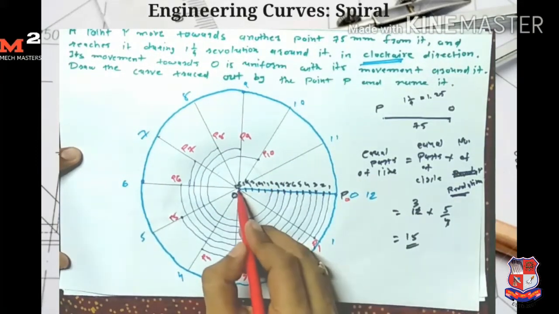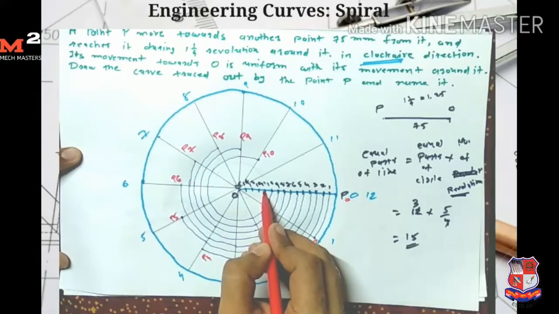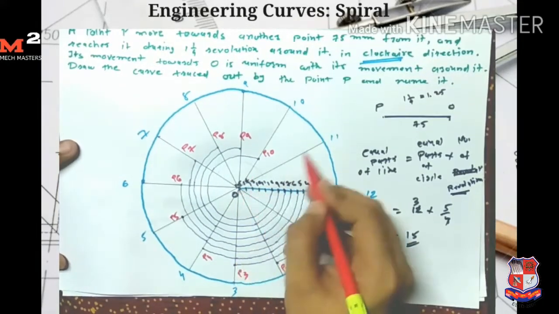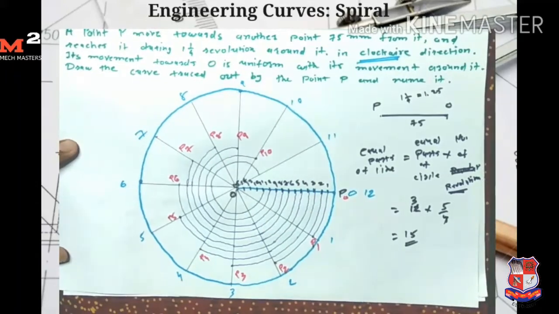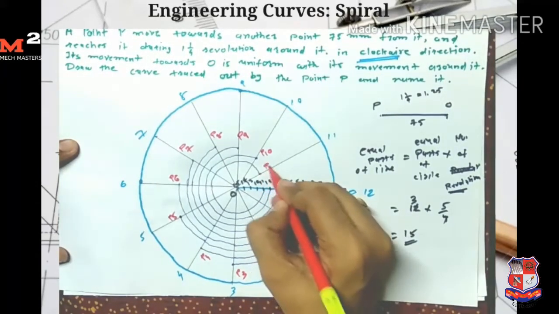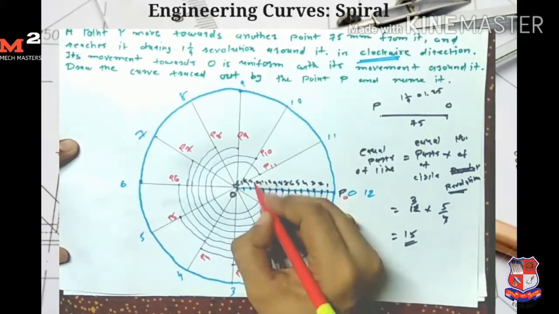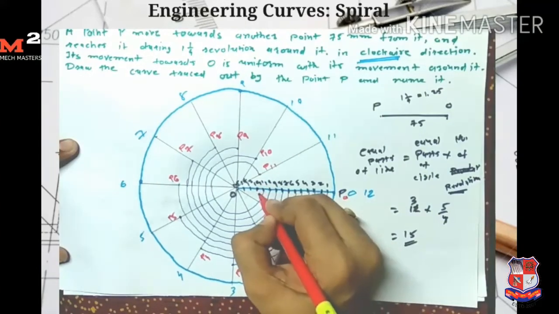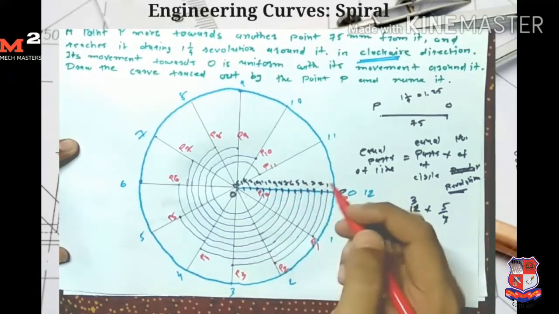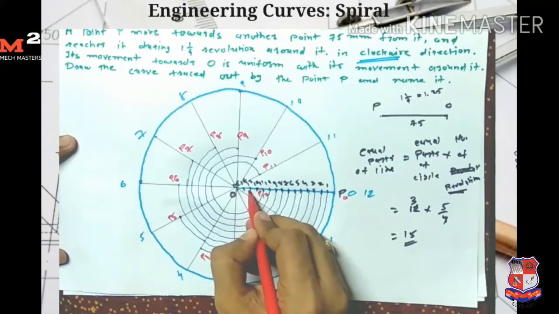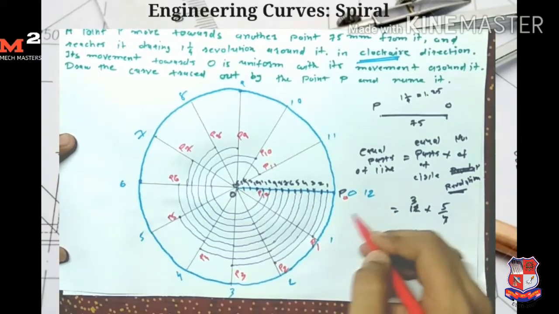Now I take O11 as a radius and draw an arc which intersects the line O11. So I get my point P11 here. I get the P12 point here. Here we give the numbers up to 12.